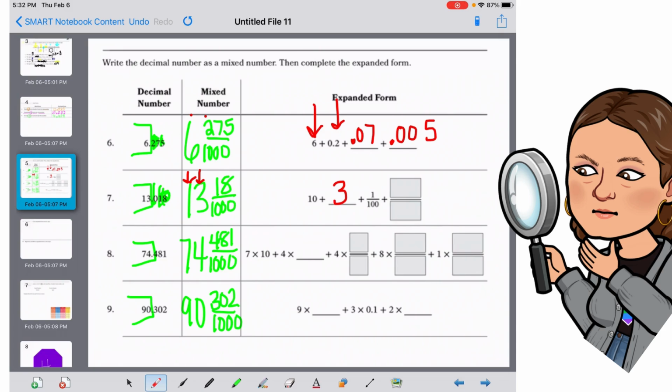My next number, there was not a 0 there, but I have 1, which is in my hundredths. And then I have 8 in my thousandths. Instead of writing as a decimal, I wrote it as a fraction. There's really no reason why they choose to write it as a decimal sometimes or a fraction other times. Okay?